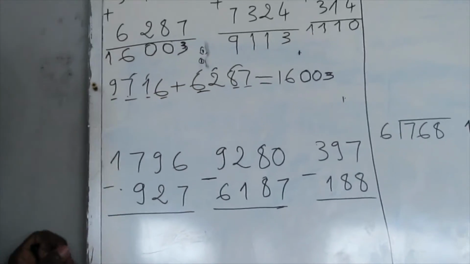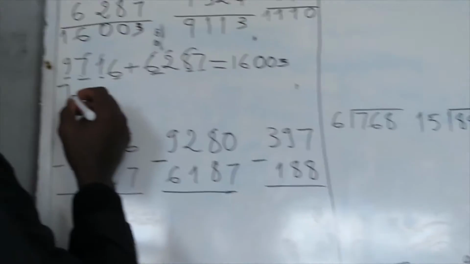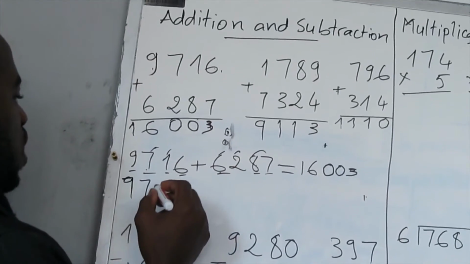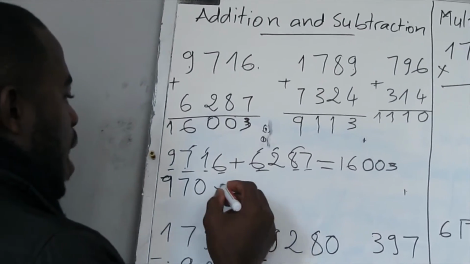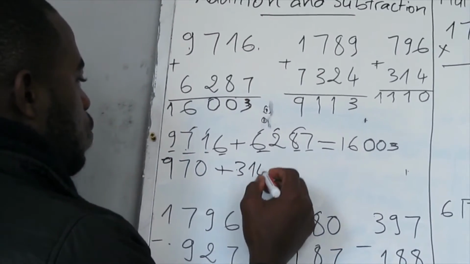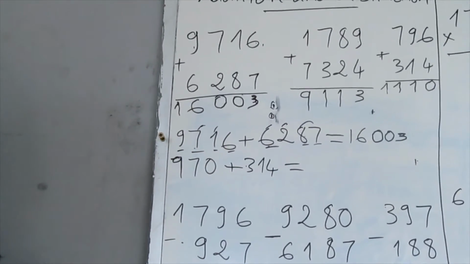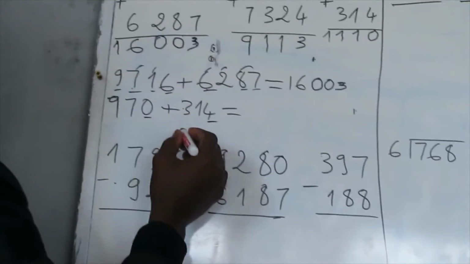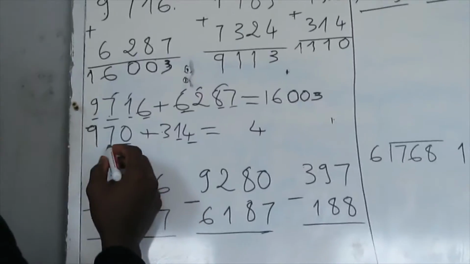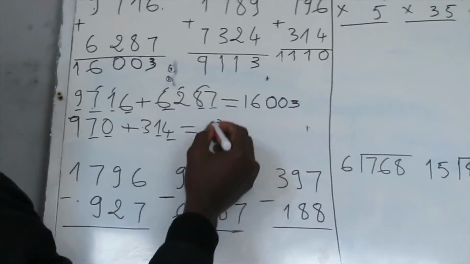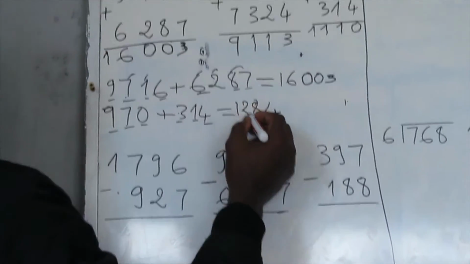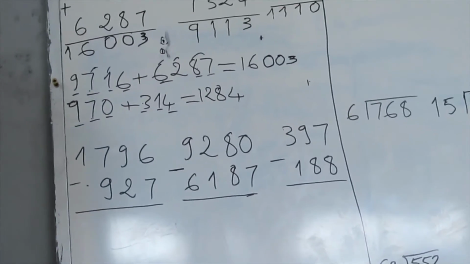So, in the same way, as we have 970 plus 314. With this one as well, we do the same thing. The last one with the last one here. 0 plus 4 equal to 4. The second one with the second one, the position. So 7 plus 1 equal to what? 8. The first one with the first one here. 9 plus 3 equal to what? 12. Yes, here's the answer.